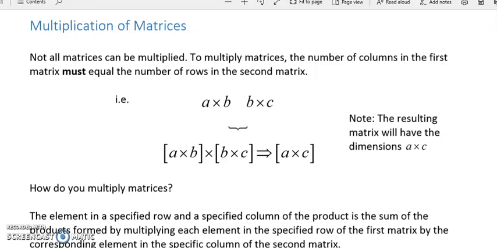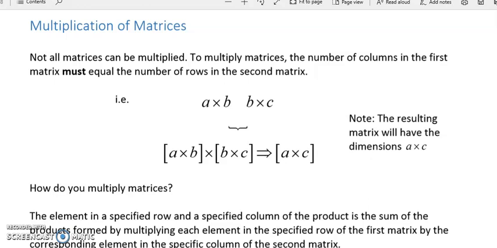Matrices are strange things to multiply. It's not obvious, put it that way, how you can multiply two matrices together. And in fact, something has to be true in order for you to be allowed to multiply two matrices together. We looked at the dimensions of a matrix last day.